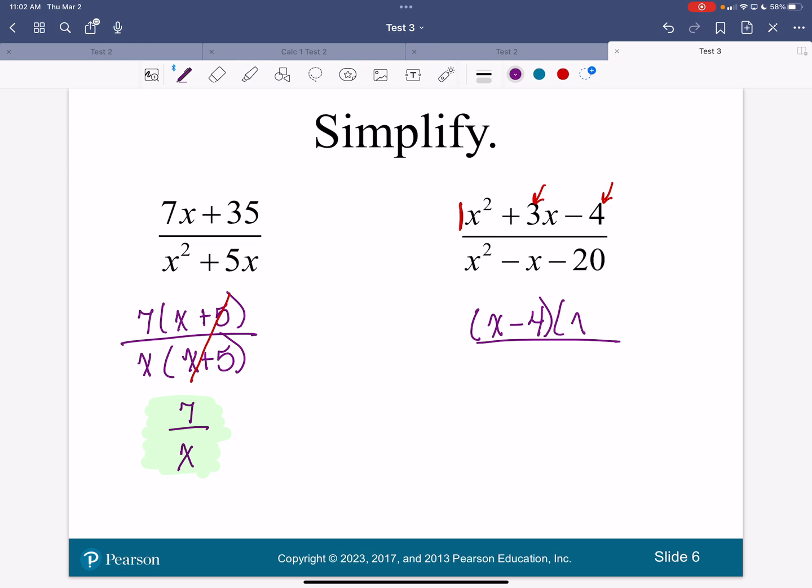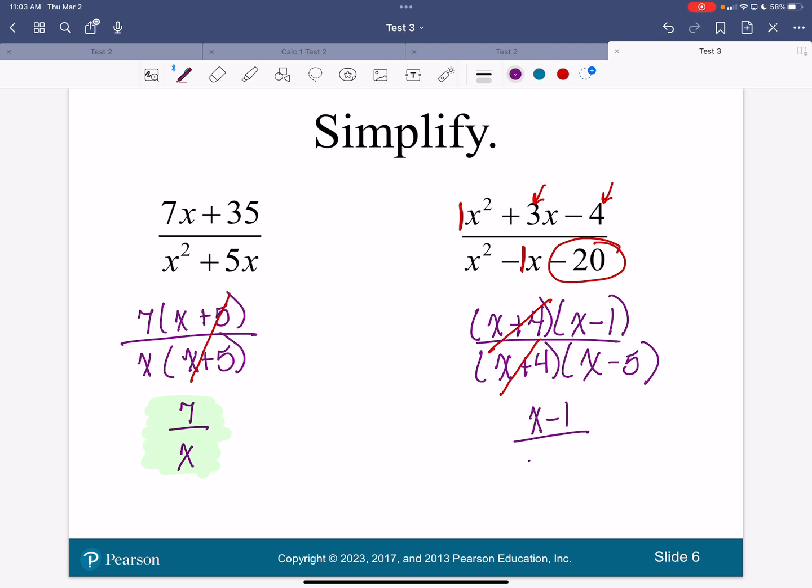Nope, I did that backwards. It's x plus 4 and x minus 1. Okay? Same for the bottom. I've got negative 20 as a product, negative 1 as a sum. So that's going to factor to x plus 4 and x minus 5. Okay, if it's common to the top and common to the bottom, we can cancel it out. So my final answer right here is x minus 1 over x minus 5.